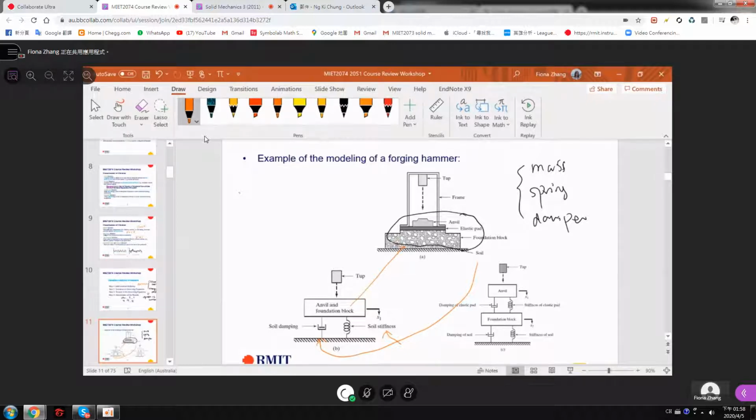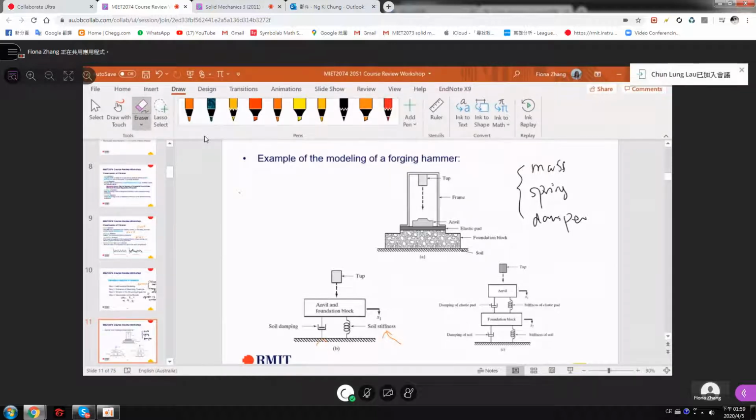Right, so second, maybe later you find it's not accurate enough, so there is a further approximation. Separate the anvil, the elastic pad, and the foundation block. If you are given a problem, you need to read carefully what you may consider, or use your experience or the information you can get. Here the foundation block has no damping, no stiffness, just a mass. The soil goes to the damping and stiffness.